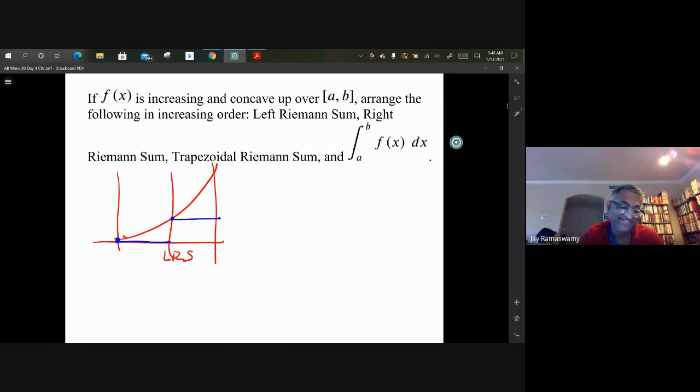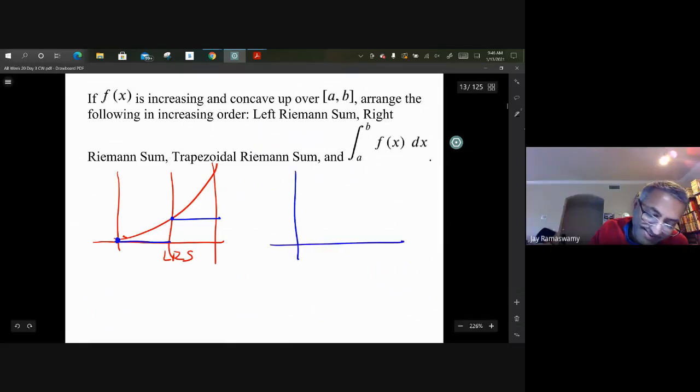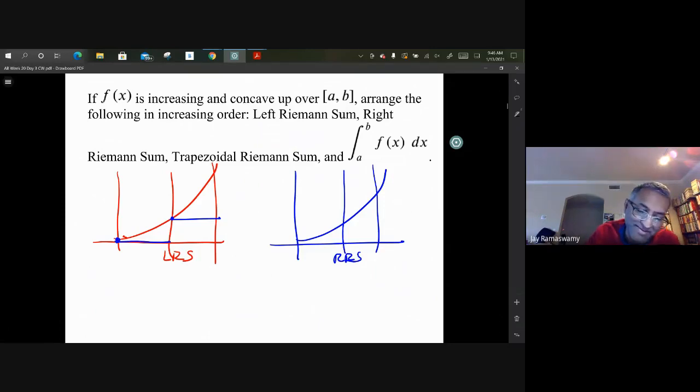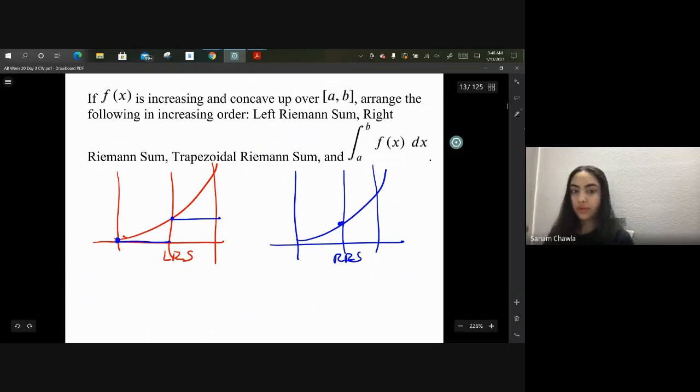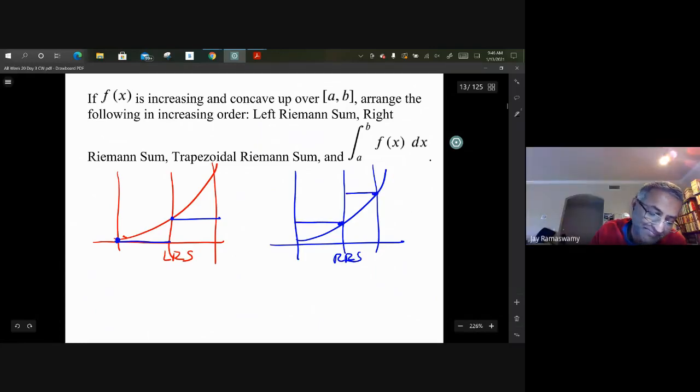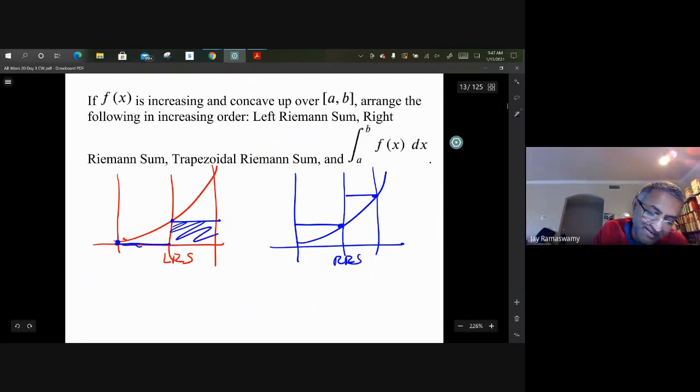Everybody okay there? Okay, now let's go right Riemann sum. Do that yourselves. You don't need to look at the board, guys. Just draw two rectangles. How do we draw the right Riemann sum? Rightward to leftward. Go to the right corner, go leftwards, and you can directly start shading rectangles.